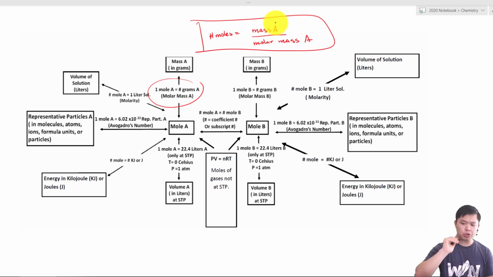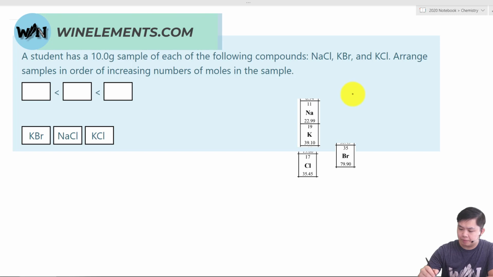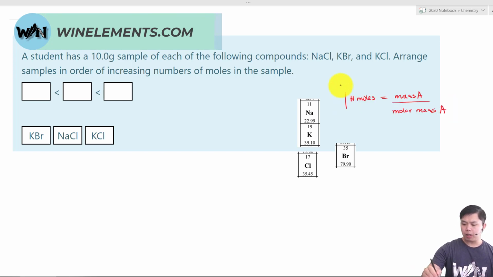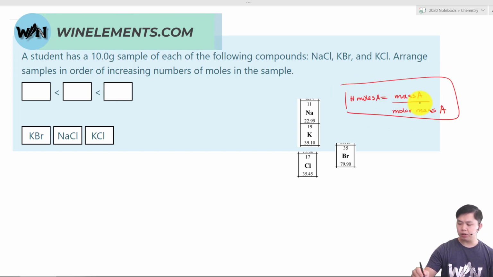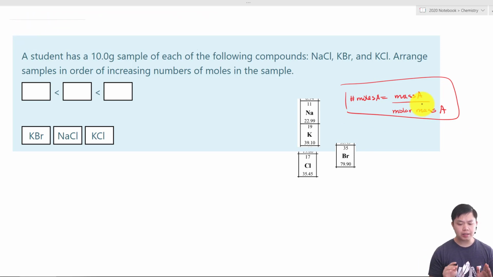So now we are going to show you how that works in a problem where we solve using this formula, so we can make the work process a lot faster. First, I'm going to write out the formula again. The number of moles of A is equal to the mass of A divided by the molar mass. So now let's look at this problem. A student has a sample of each of the following compounds: NaCl, KBr, and KCl. Now arrange the samples in order of increasing number of moles.